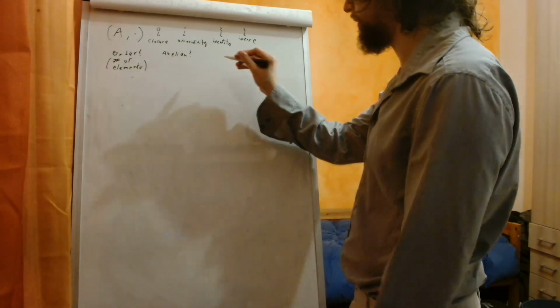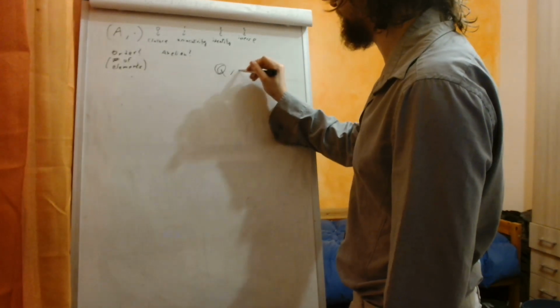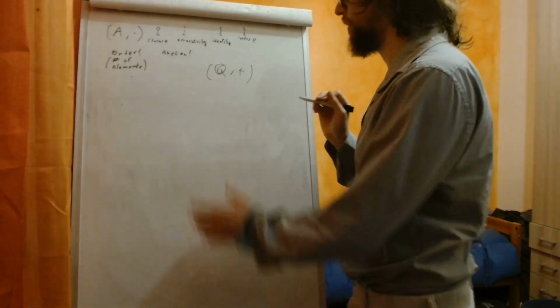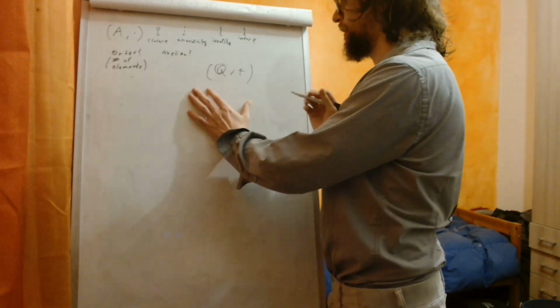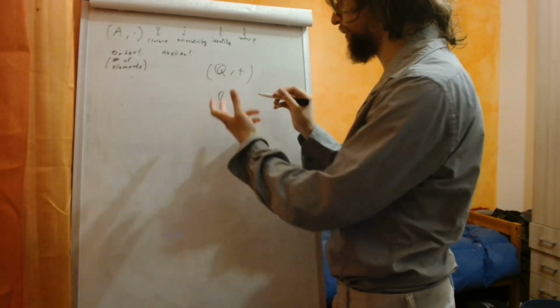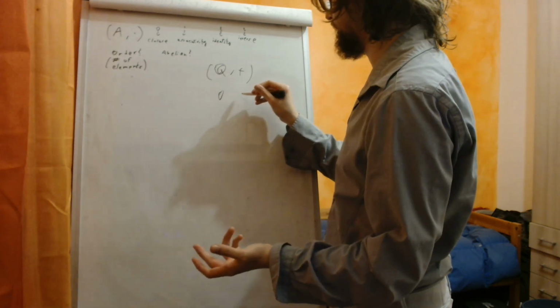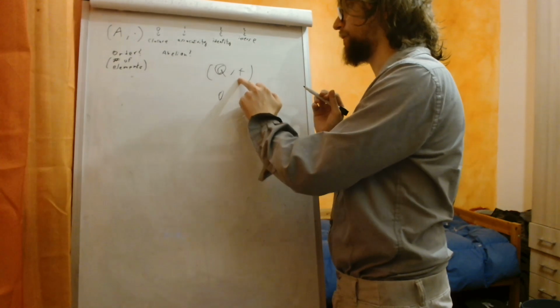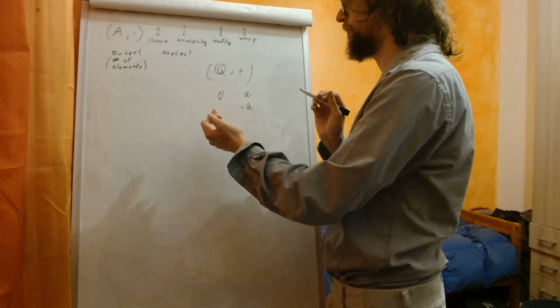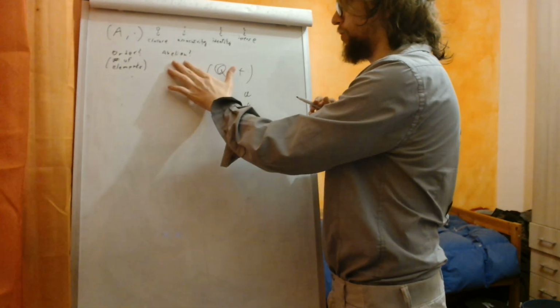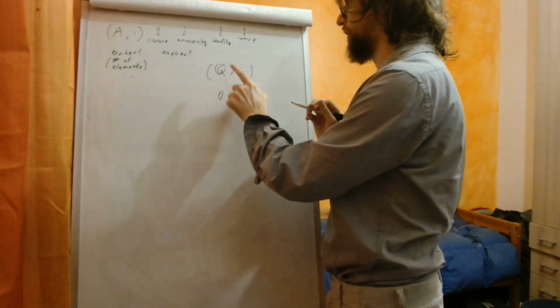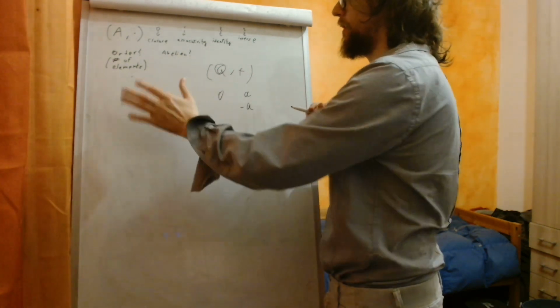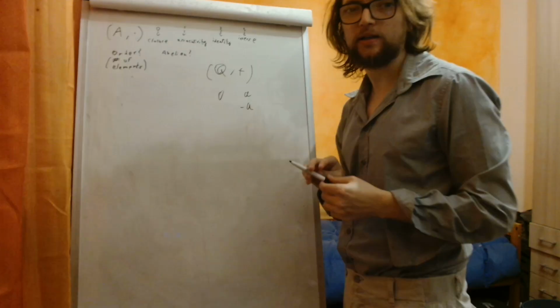You can also check that the set of rational numbers with sum is also a group. The identity element is always the same, 0, the inverse of a is minus a, the operation is associative, and it is also abelian because the operation is commutative, and the order is also infinite.